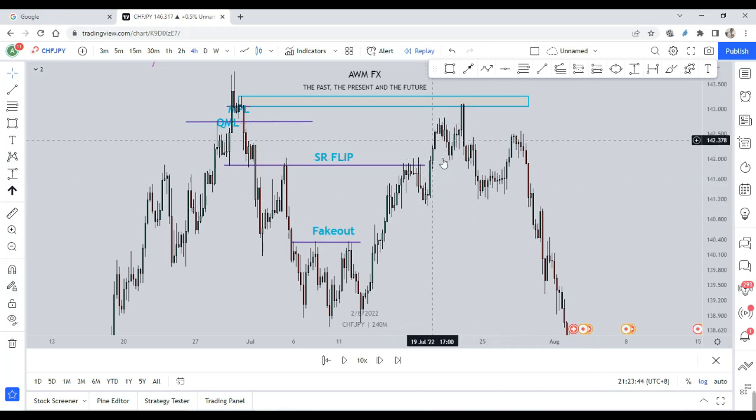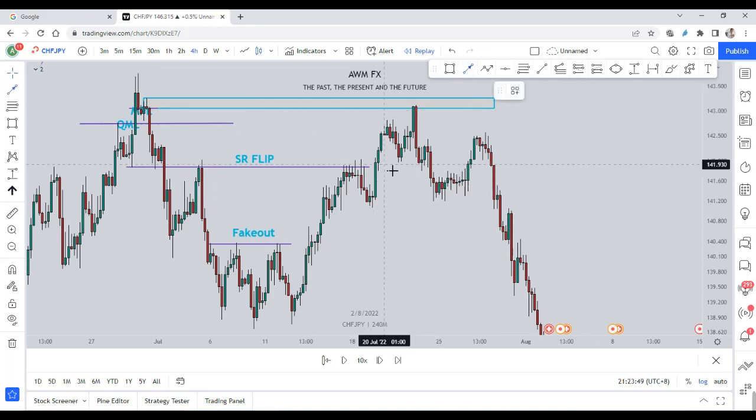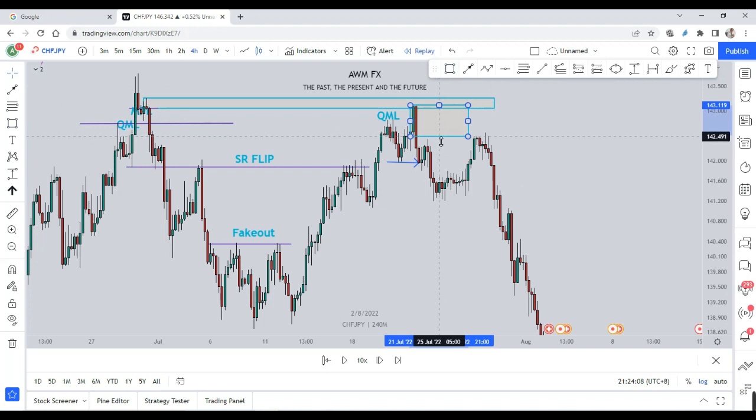Of course, over here on this right shoulder, I have another QML. So sometimes you have to be patient. You have to be extremely patient. I have my break of structure right there, and then I have my QML over here. And of course, this time around, the zone is extremely huge if you compare with the previous one. Why? It's because of the candlestick itself. Sometimes you are lucky, sometimes you are not.